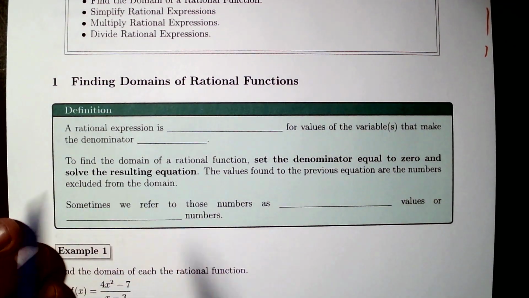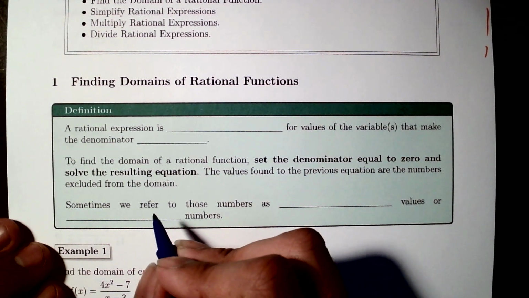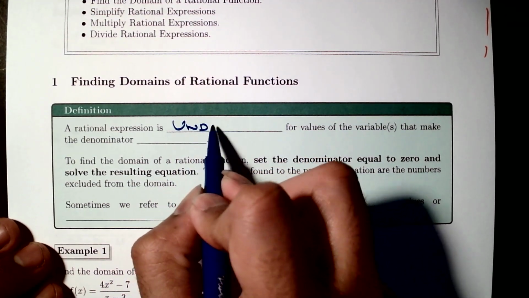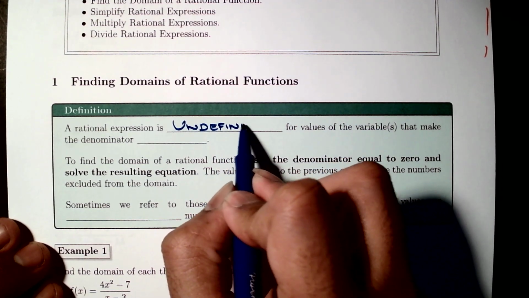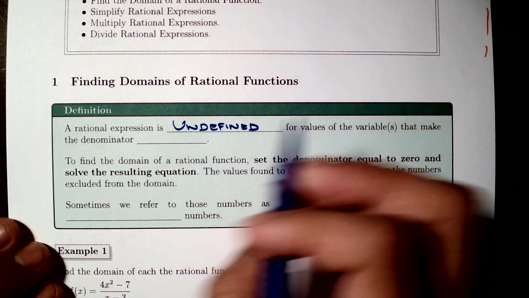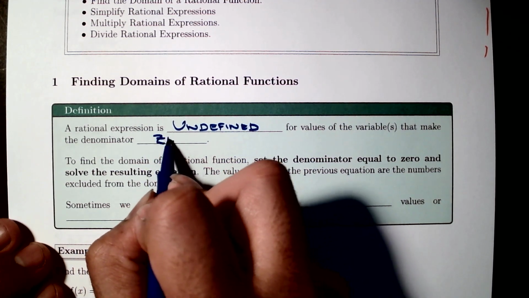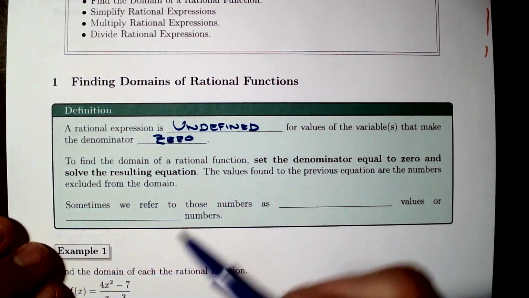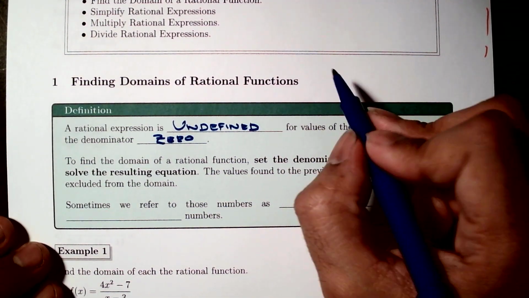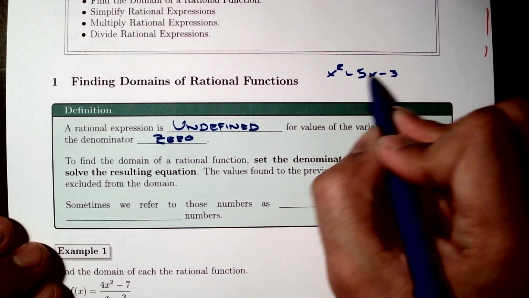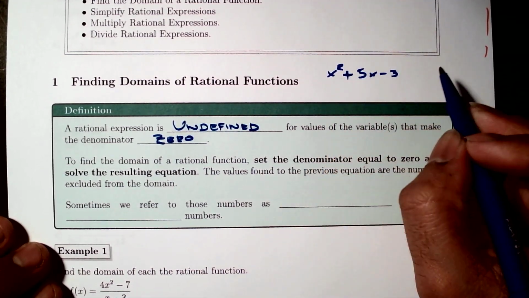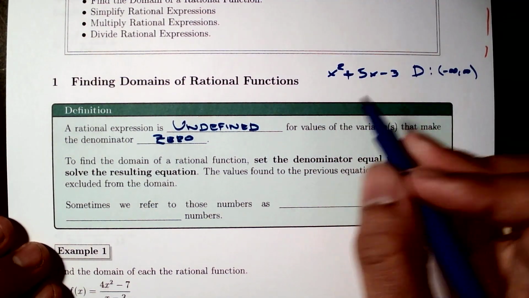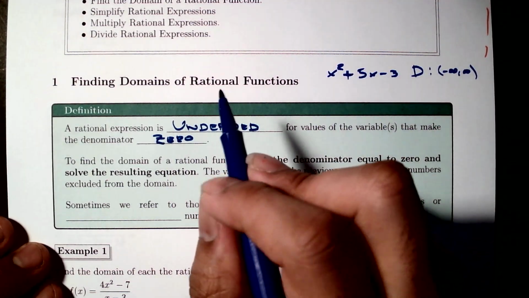So a rational expression, as opposed to many other functions or expressions, is one that is undefined for values of the variable that make the denominator a zero. As opposed to polynomials, for example, you can have a polynomial like x squared plus 5x minus 3. You can plug in pretty much any number. The domain is negative infinity to positive infinity. Nothing makes a denominator zero.